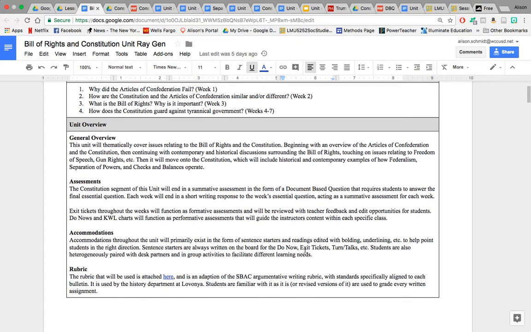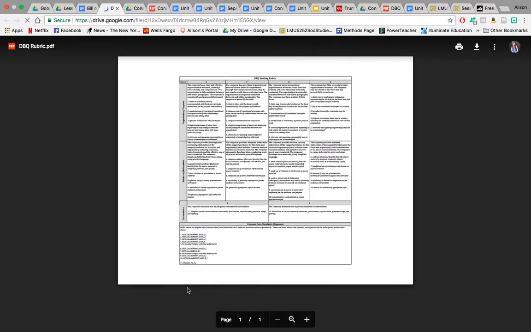And then for accommodations for my unit, I'm going to have a lot of sentence starters. I'll have edited readings with different bolding, underlining, etc. It'll help students get in the right direction. And then I also do heterogeneous grouping for their desk partners, as well as when I have them in groups. Here's the rubric that I'll be using for most of the readings that the kids have.